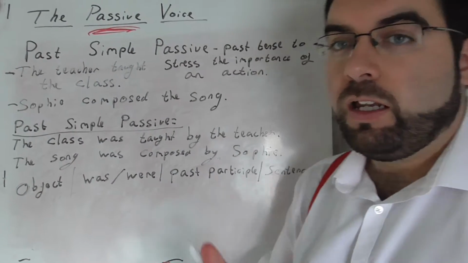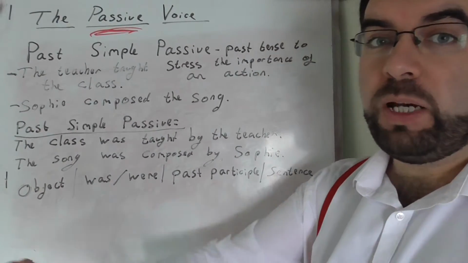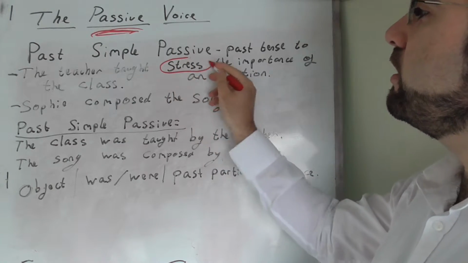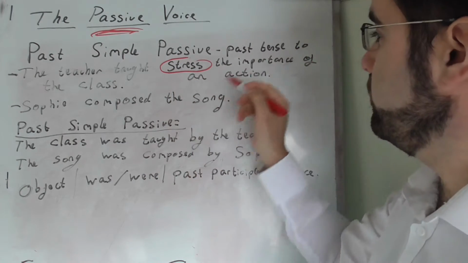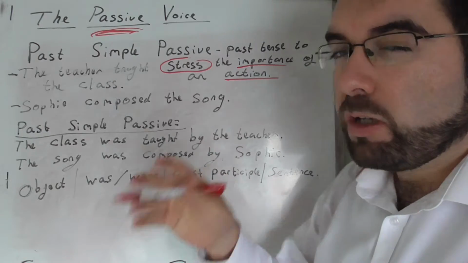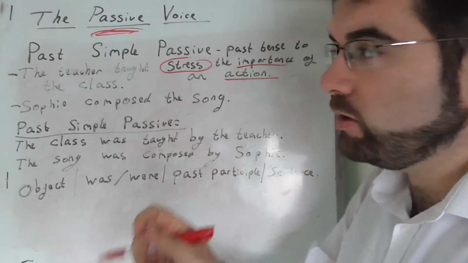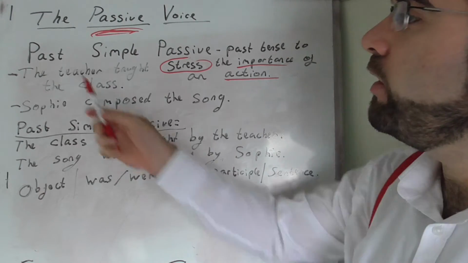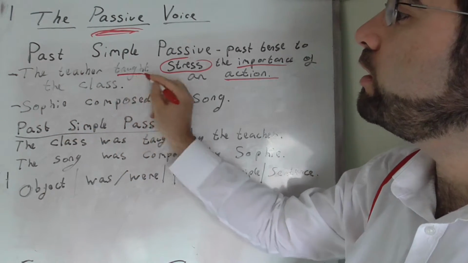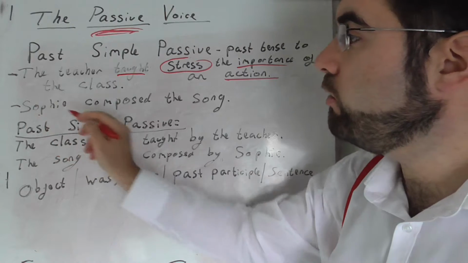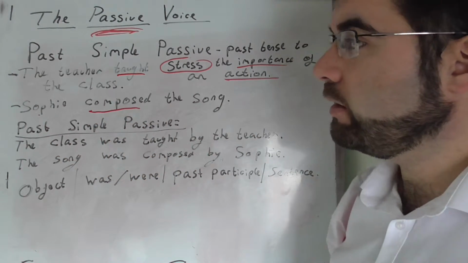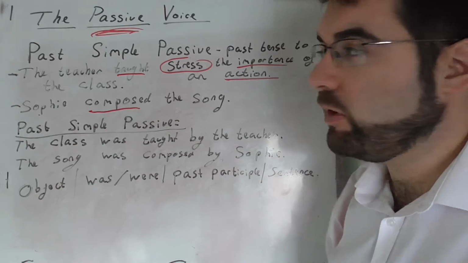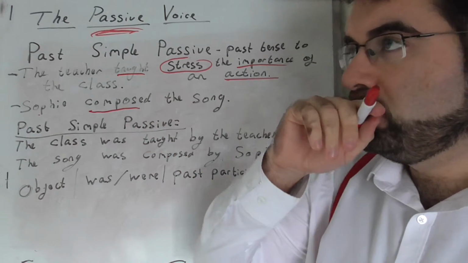Okay, so let's look at the past simple passive, which is simply stressing the importance of an action, stressing that something happened. So, the teacher taught the class. Sophie composed the music. Someone did something. Someone created something.